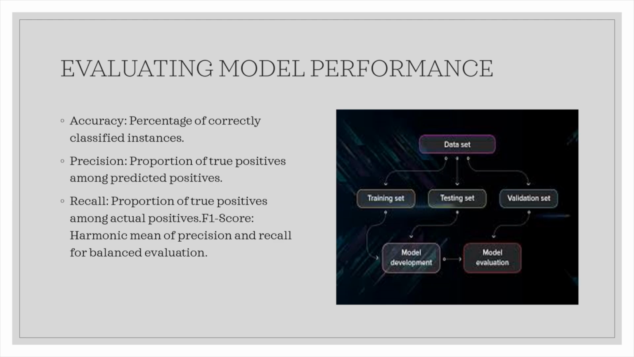And the F1 score, it is the harmonic mean of precision and recall, providing a balance between the two. So the formula would be F1 score is equal to 2 times precision multiplied by recall, divided by precision plus recall. And the use case is it is really useful when you need a balance between precision and recall.